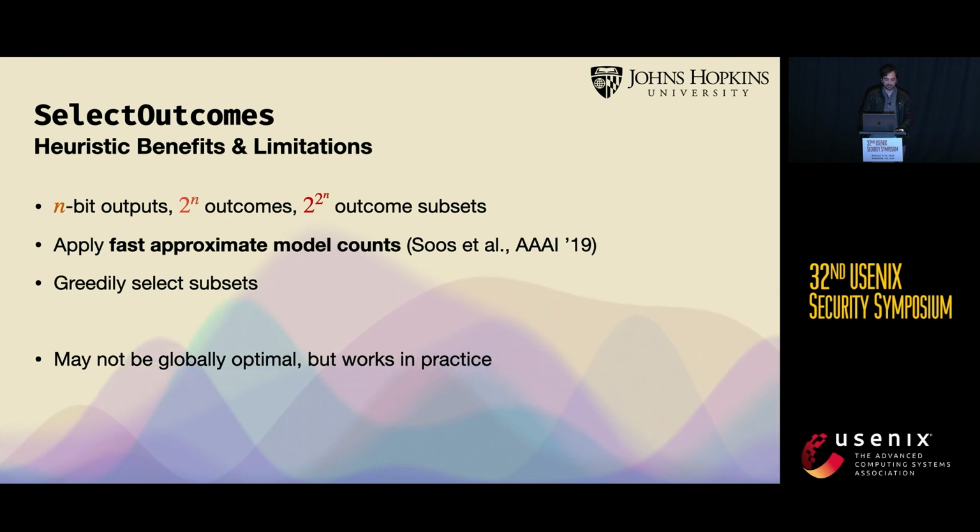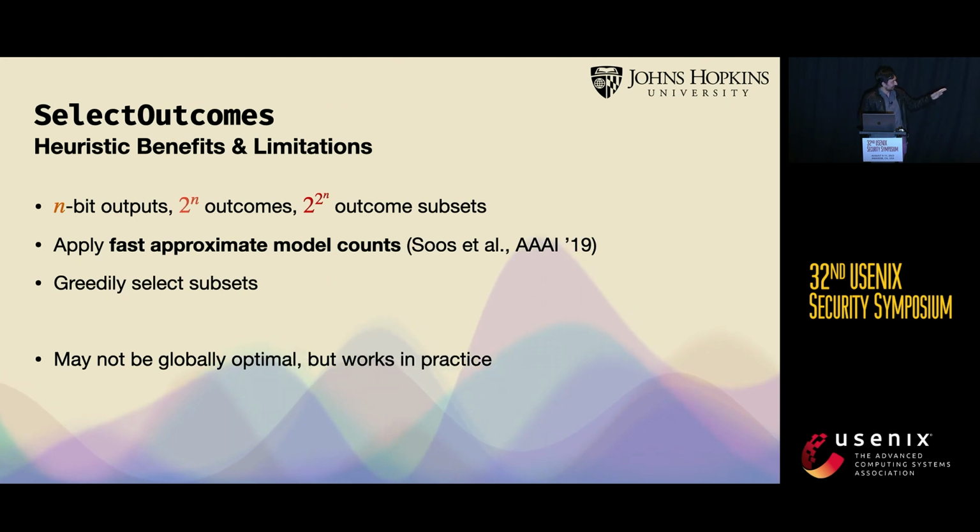We'll just be immediately dead in the water. So what we developed was a heuristic which explores the space much more efficiently, which is not necessarily globally optimal, but it does work in practice to greedily select a subset of outcomes which can be simultaneously constrained over and where we can launch our leakage maximization constraint problem.